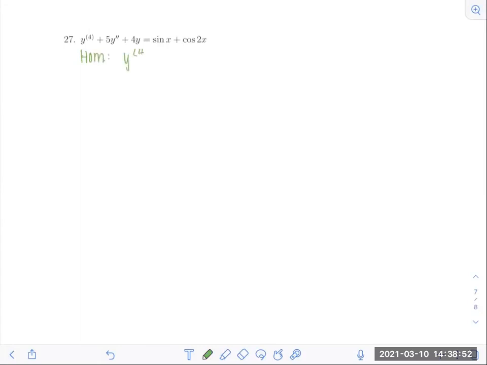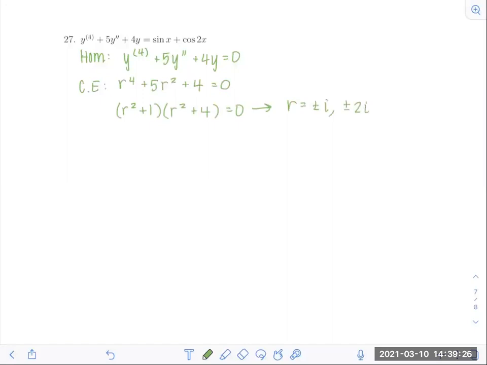So I have the fourth derivative of y plus 5y double prime plus 4y equals 0. Then its characteristic equation is r to the fourth plus 5r squared plus 4. All right, and so this is going to factor to r squared plus 1, r squared plus 4. And so we're getting complex roots, r equals plus or minus i and plus or minus 2i in this case.